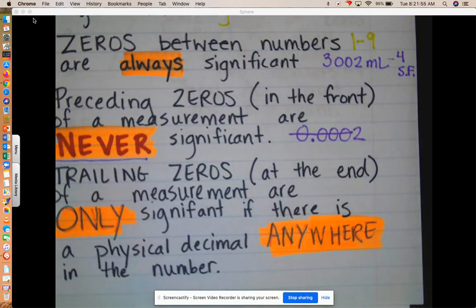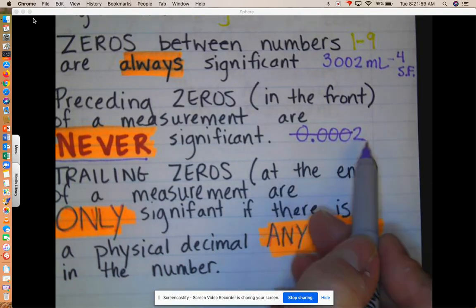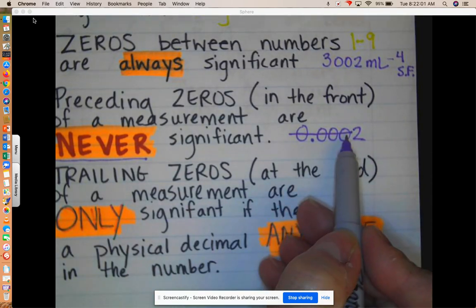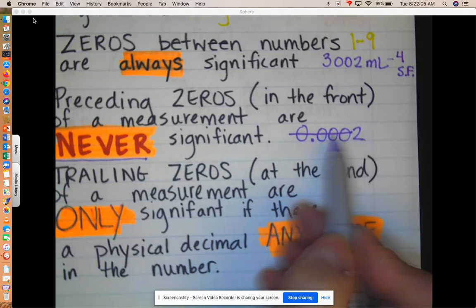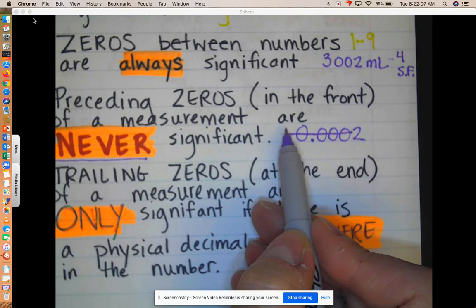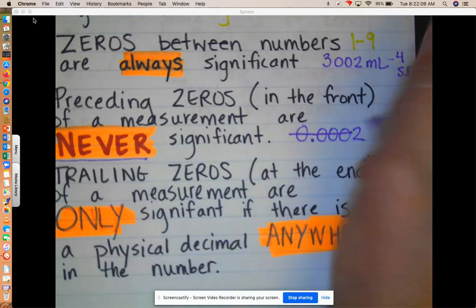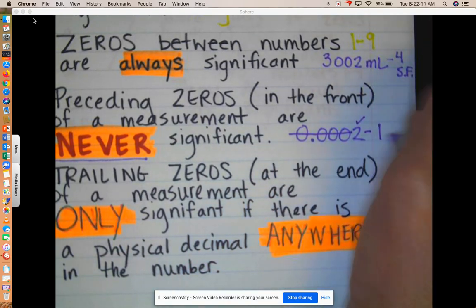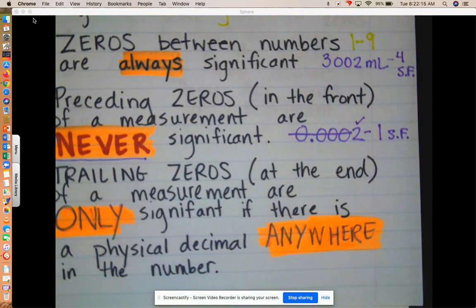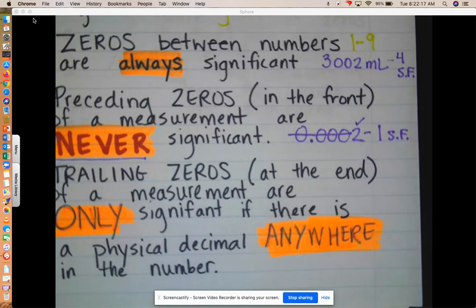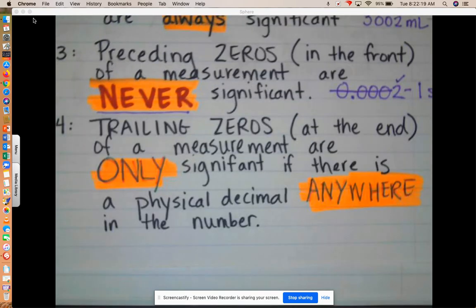I would not count them when I'm getting ready to do my rounding, right? I would just say none of the zeros in the front count, even these ones behind the decimal. They're still in the front and they're still preceding. So I just mark all the way through them. They don't count. This 2 is the only thing that counts. So I would say this number has 1 significant figure. Right? We're going to look at lots of examples in just a minute.